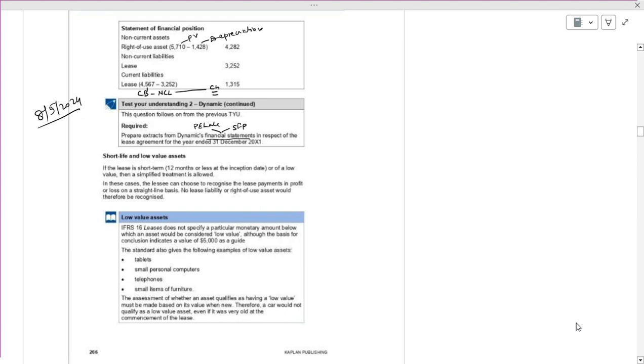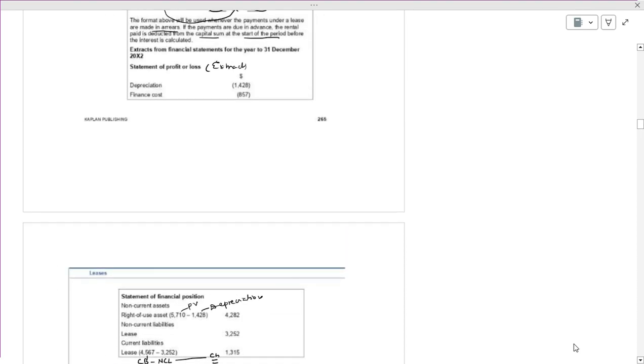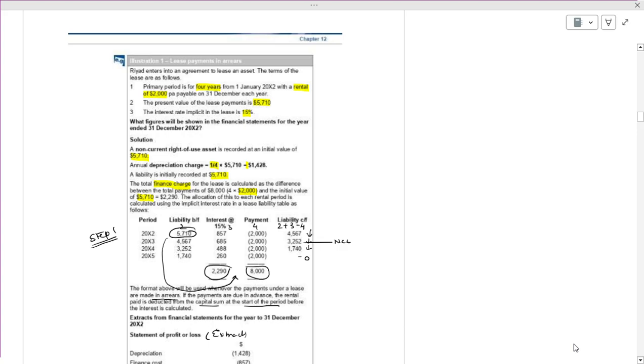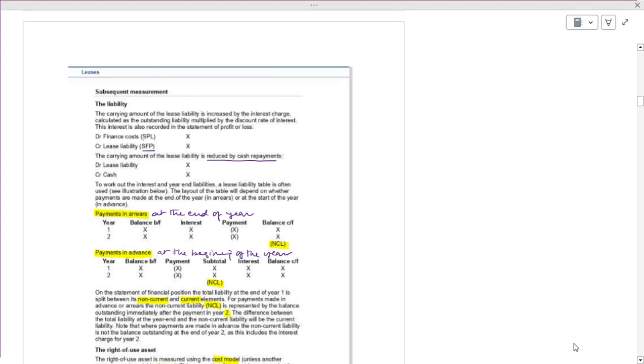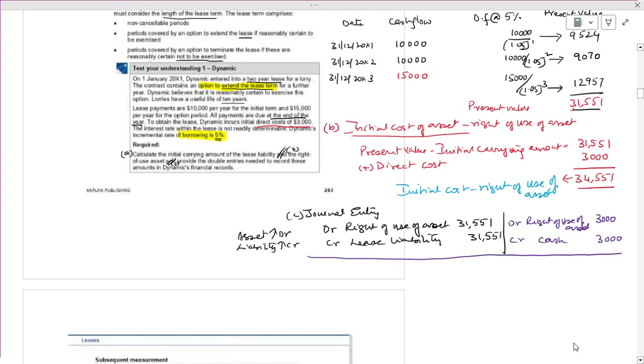They are saying that it should be for the year 31st December 2001. Now, a little bit we have to go back to the previous question, test your understanding 1. In the test your understanding they say there is a 2-year lease, and what is the value of the asset?